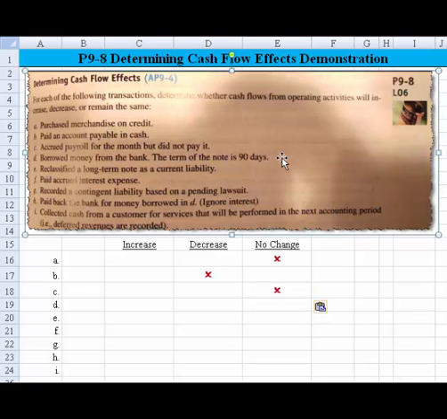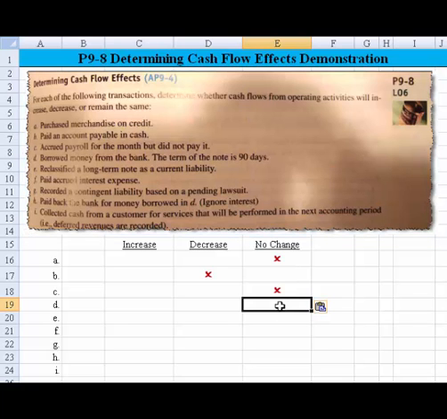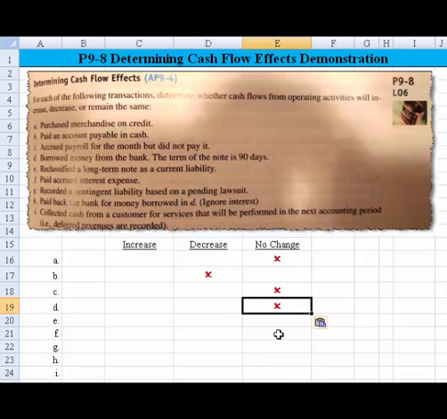We borrow money from the bank, and the term of the note is 90 days. Well, in this case, although we are receiving cash, it doesn't have an increase in the area of the cash flow statement we're talking about, which is cash flow from operating activities. So in terms of cash flow from operating activities, there's no change. Instead, we would show this one as a financing activity.